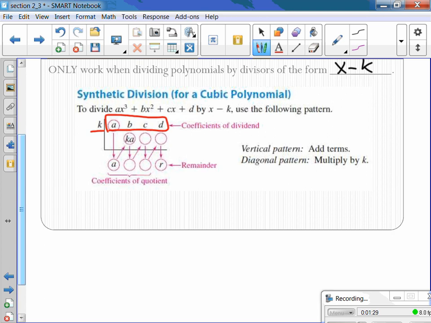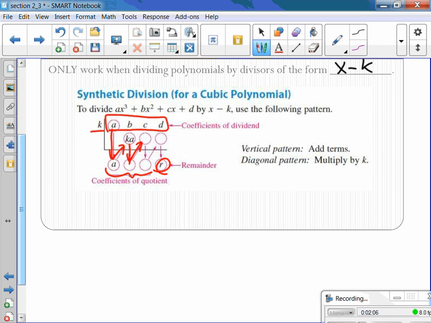And then all we have to do is you're going to be adding when you're doing vertical, going down, and the diagonals, you're just going to be multiplying by that k. So for instance, in this particular example, going straight down, the very first thing you're going to just drop down that a, whatever that coefficient was. Going up to the next, we're just multiplying whatever we have at the bottom by k. Now we're just going to be adding, in this case, b plus ka, whatever that answer is, multiply by k, and keep repeating this process. And then the first part, as it says here, will be your coefficients of your new quotient, and your remainder will be that last term.